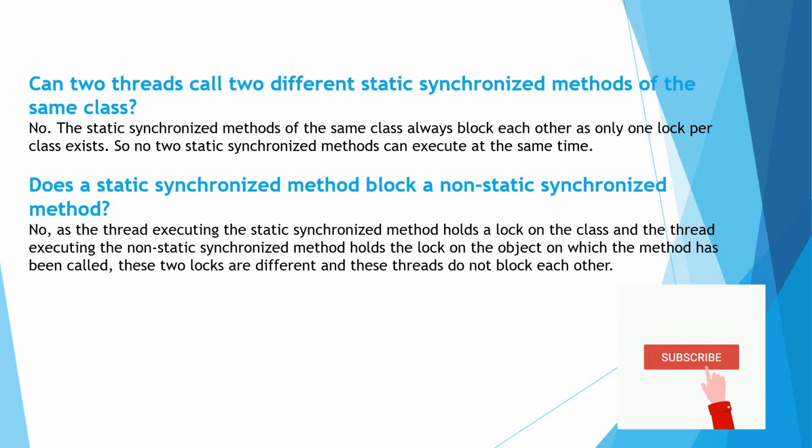Okay. So when it is static, it won't be changed, right? So there are no two of them running at the same time. Does a static synchronized method block a non-static synchronized method? No. The thread executing the static synchronized method holds a lock on the class, and the thread executing the non-static synchronized method holds a lock on the object on which the method has been called.